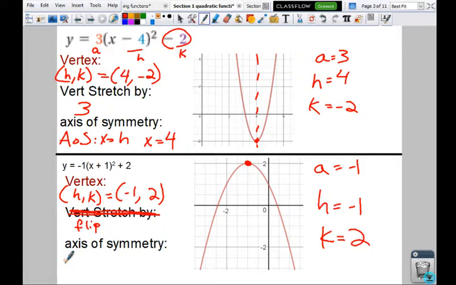Jaden, where's my axis of symmetry? Well, it's at x equals h. So what's our number for h up here? So we're at x equals -1 for our axis of symmetry. So if I'm going to go to -1, it's right here. Right. Yeah, good enough line.